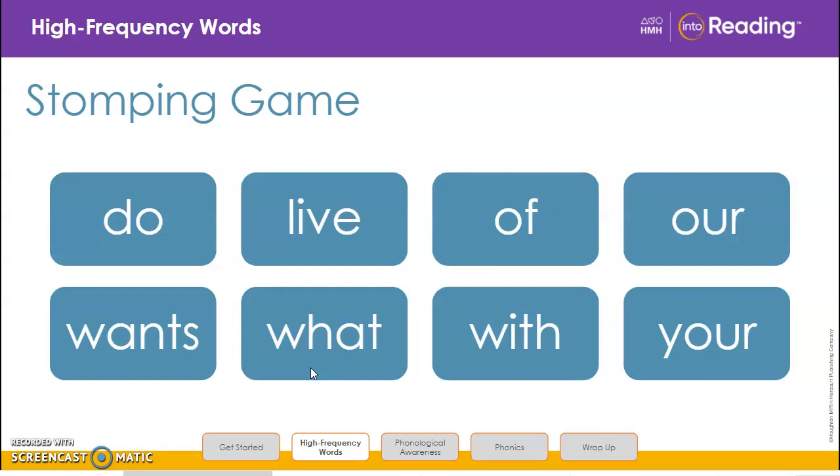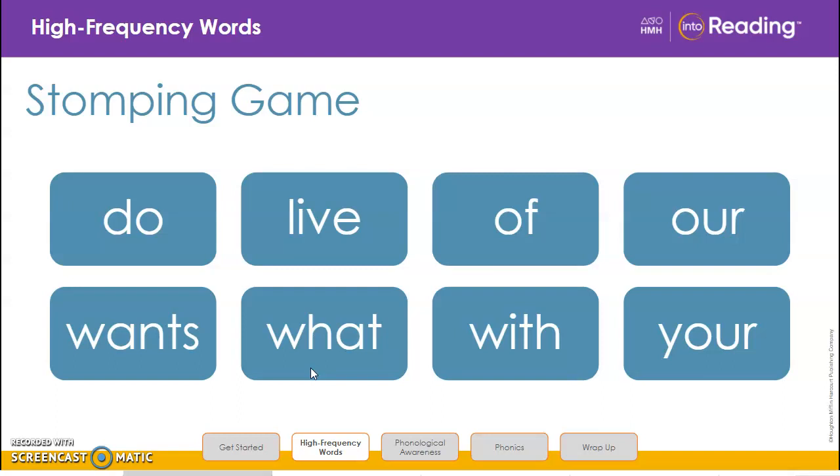Say the word live. Let's spell it and stomp for each letter. L-I-V-E. Great job. The next word is of. Say the word of. Let's spell it and stomp for each letter. Ready? O-F. Great job. The next word is hour. Say the word hour. Let's spell it and stomp for each letter. Ready? O-U-R.